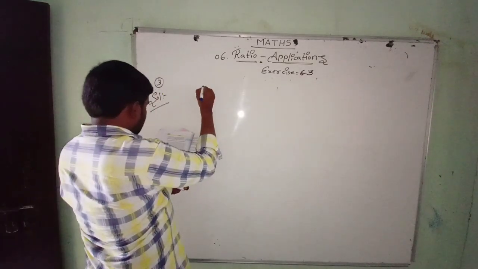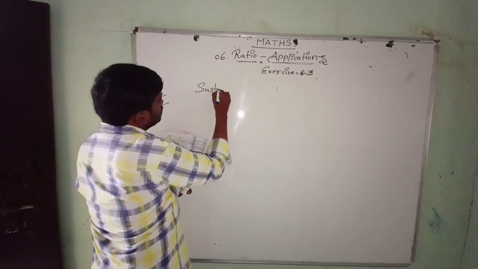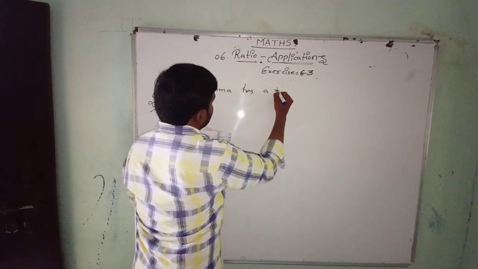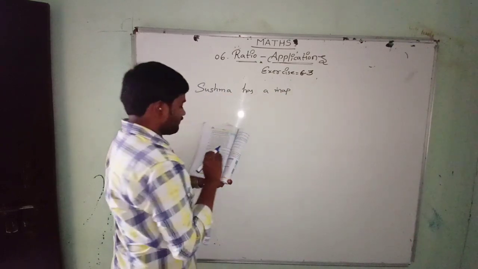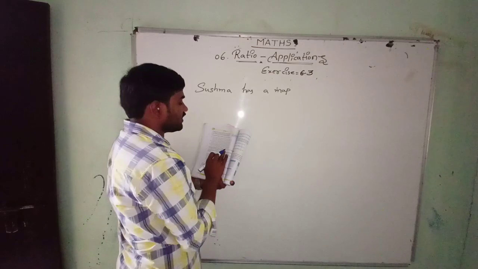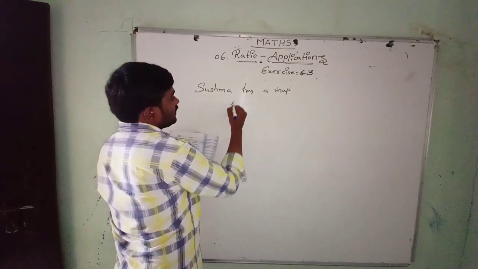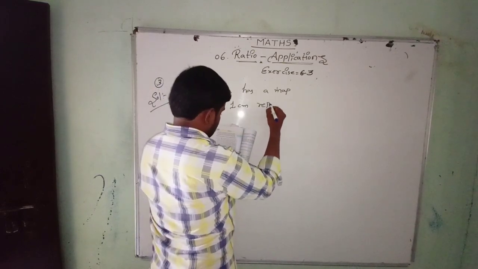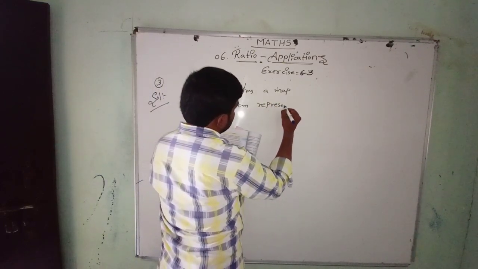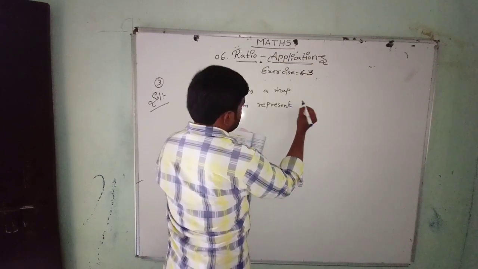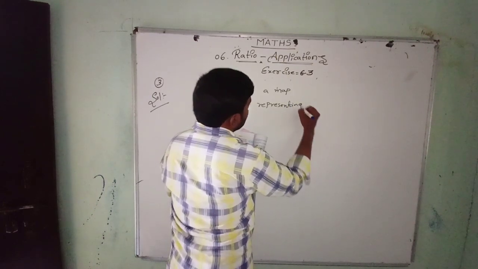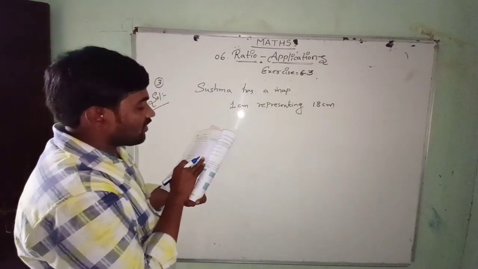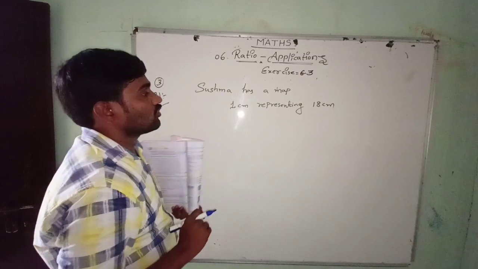Sushma has a map which contains a scale where 1 centimeter represents 18 kilometers. Then she drives on the road for 72 kilometers.